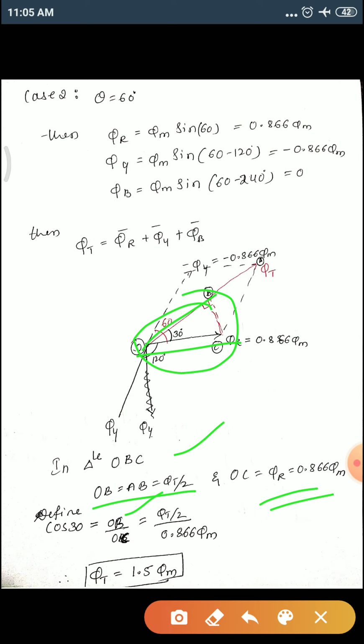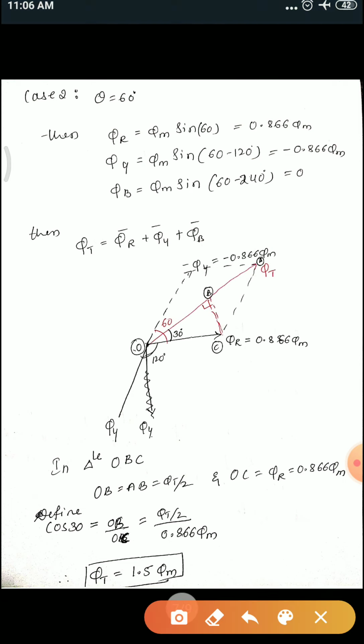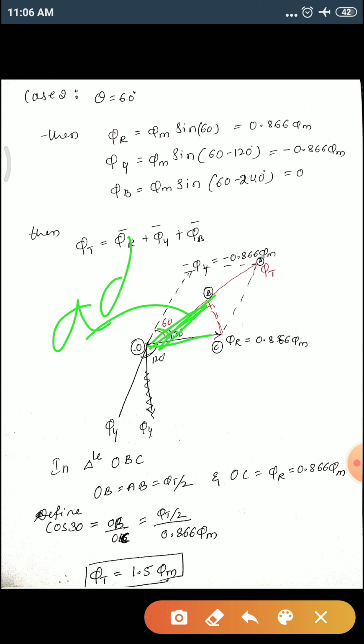Okay, see here I have written it wrong. Cos 30 is defined as adjacent by hypotenuse. In this triangle, this is the angle. Therefore, this will become your adjacent, and this will be your hypotenuse, because in a right angle triangle the side opposite the right angle is the hypotenuse. Therefore, it should be OB divided by OC. OB is phi t by 2 and OC is 0.8665 m.